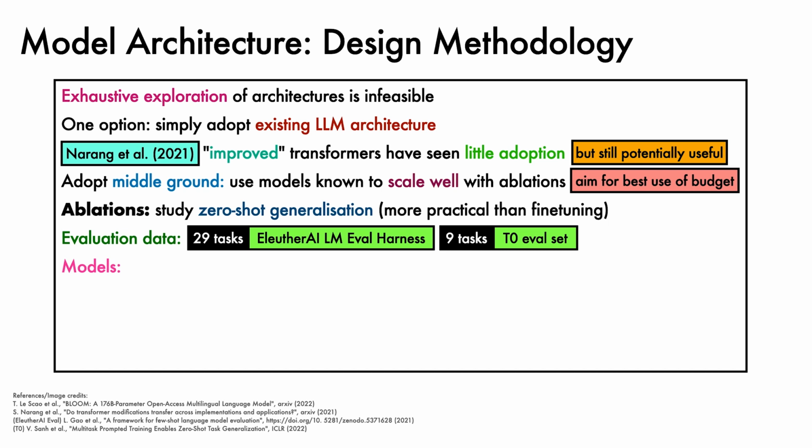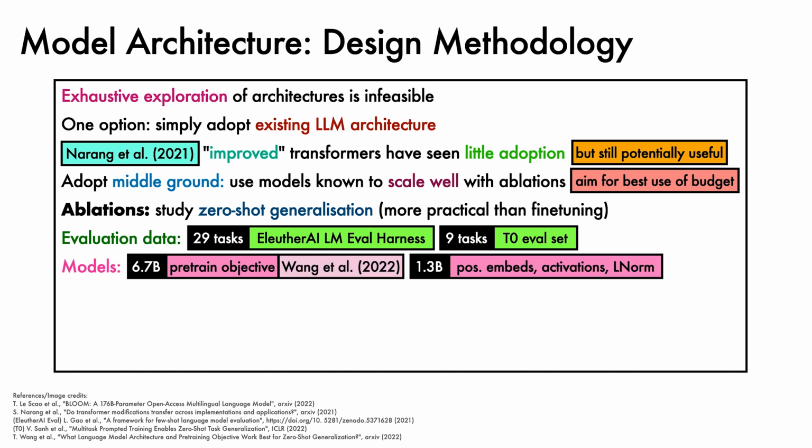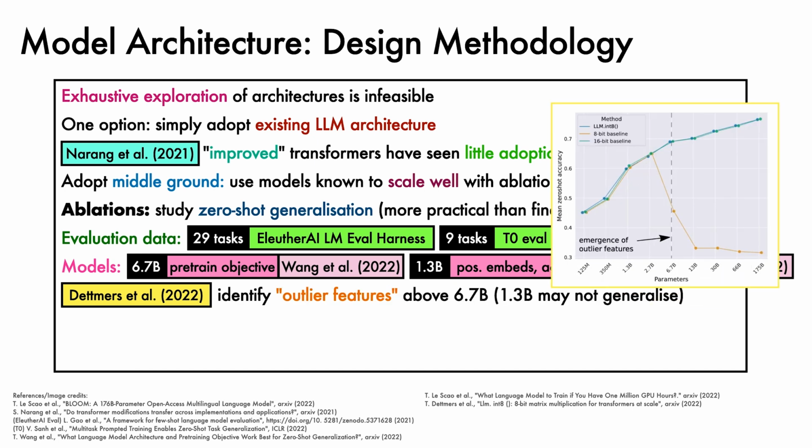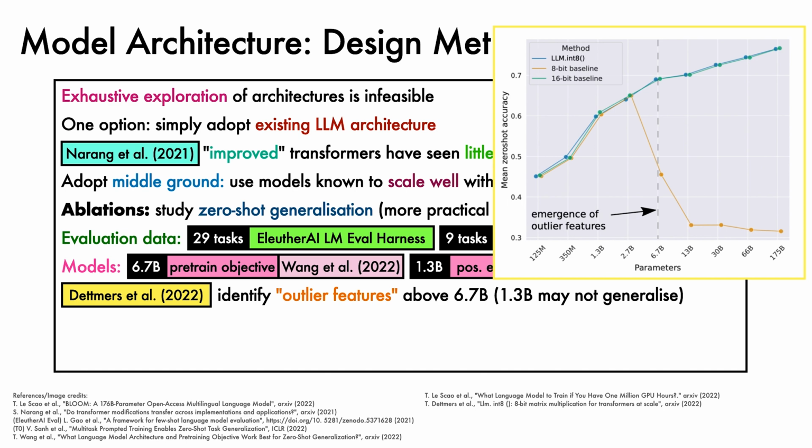The models used for the ablations were 6.7 billion parameters for the study of the pre-training objective, as described in Wang et al., and 1.3 billion parameters for the study of positional embeddings, activations, and layer norm, as described in Scao et al. One caveat to note here is that a recent study of quantization for large language models by Dettmers et al. identified a phase transition in which outlier features begin to systematically occur in models with 6.7 billion parameters and above. So it's possible that the results of studies at 1.3 billion parameters may not generalize to the largest Bloom model.